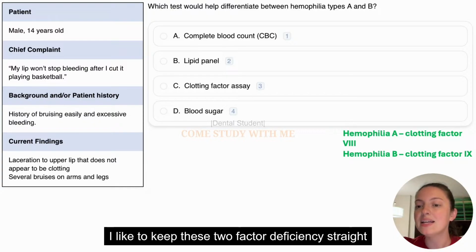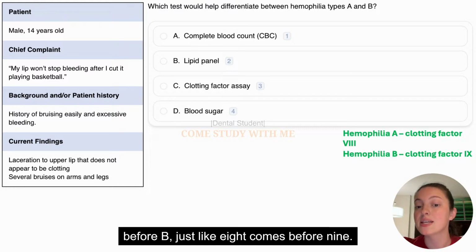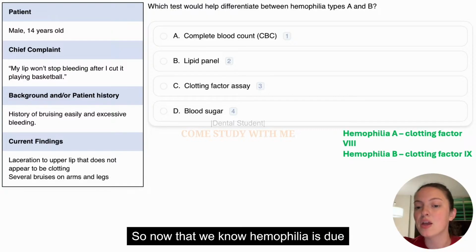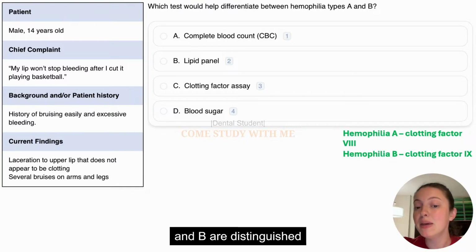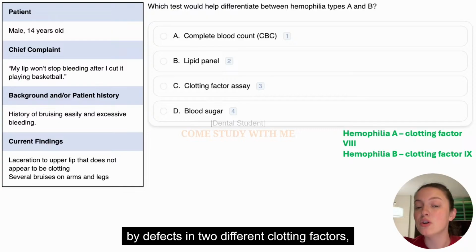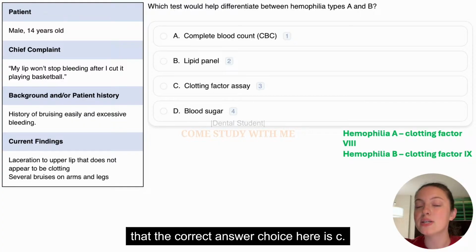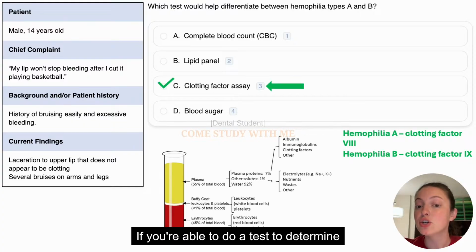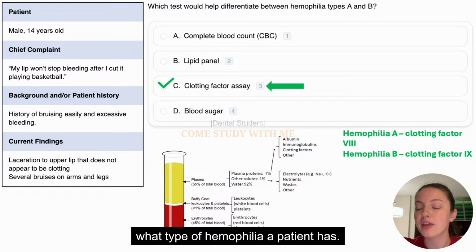I like to keep these two factor deficiencies straight by remembering that A comes before B, just like 8 comes before 9, so hemophilia A is associated with factor 8 and hemophilia B is associated with factor 9. So now that we know hemophilia is due to a clotting factor defect, and hemophilia A and B are distinguished by defects in two different clotting factors, it should be pretty apparent that the correct answer choice here is C, a clotting factor assay. If we are able to do a test to determine what clotting factor has a defect, we would be able to know what type of hemophilia a patient has.